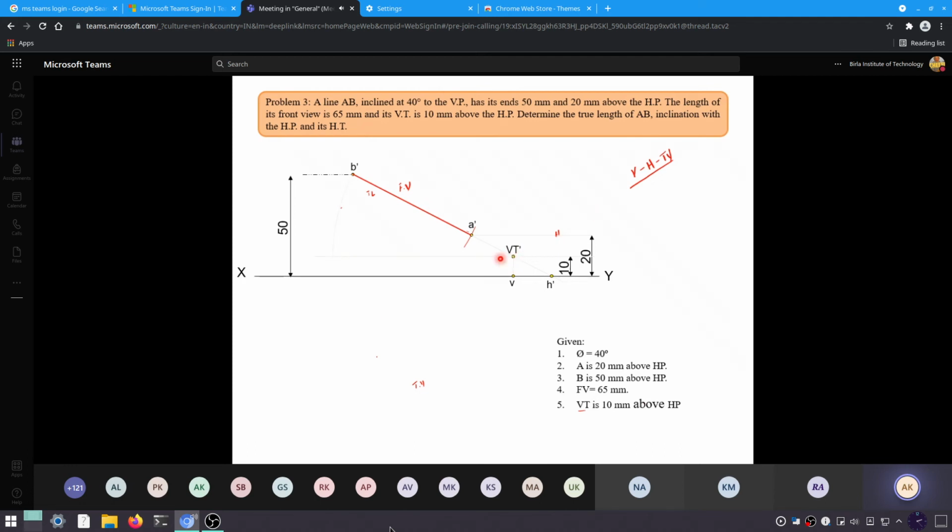Taking a point VT over here, we draw an arc at the locus of point VT. Now we are not focusing on this length, we are focusing on this length. Okay.